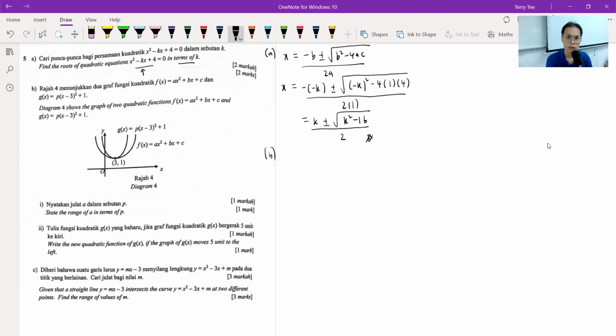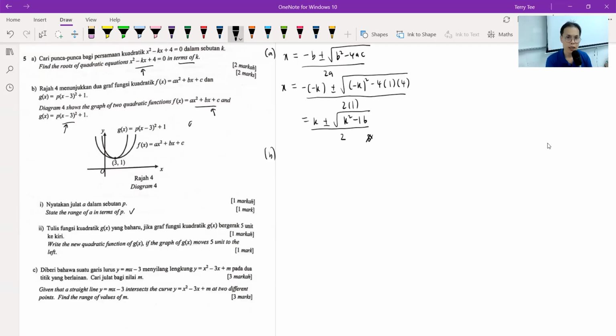You're given two graphs. The graph of f(x) equals ax squared plus bx plus c, and the graph of g(x), which is p(x minus 1) squared plus 1. The first one is given in what we call the general form. The second is given in what we call the vertex form. And you're supposed to find the range of values of a in terms of p.